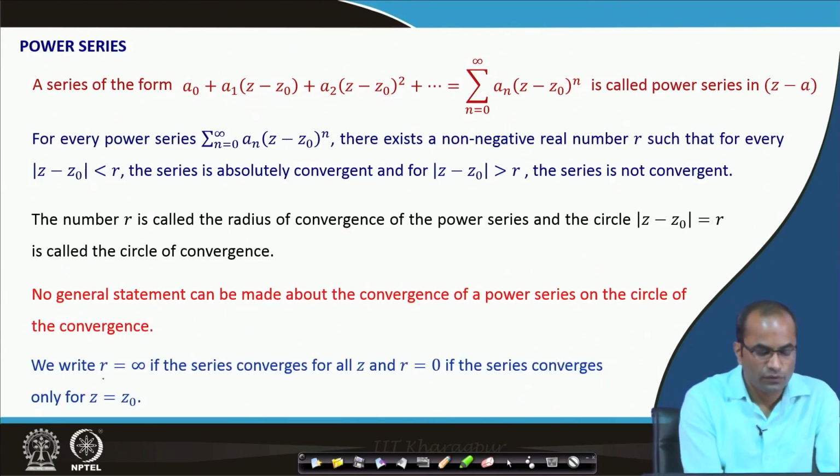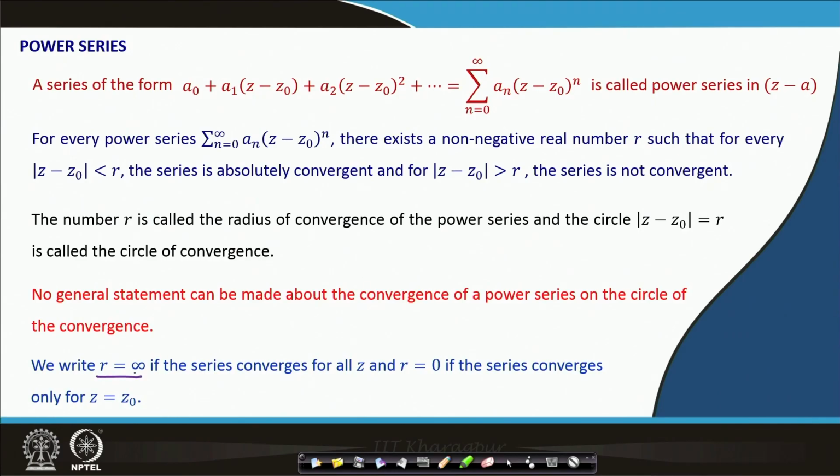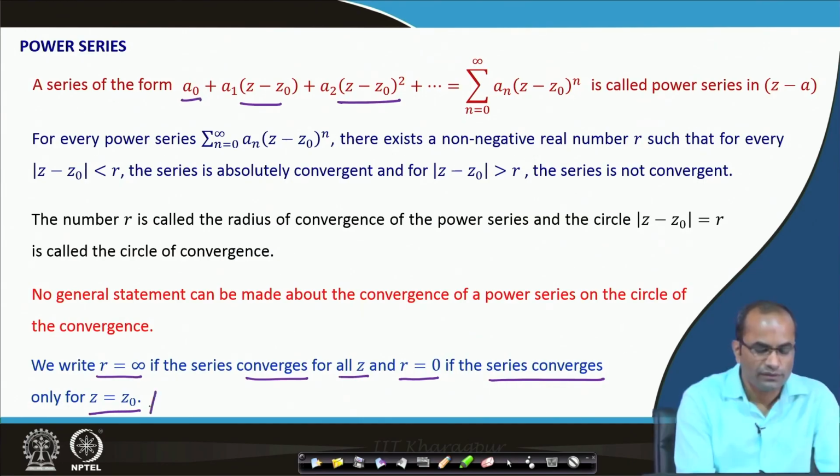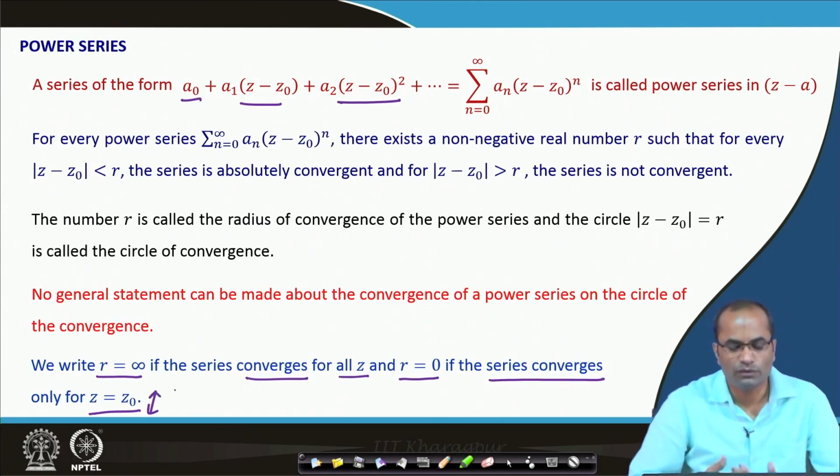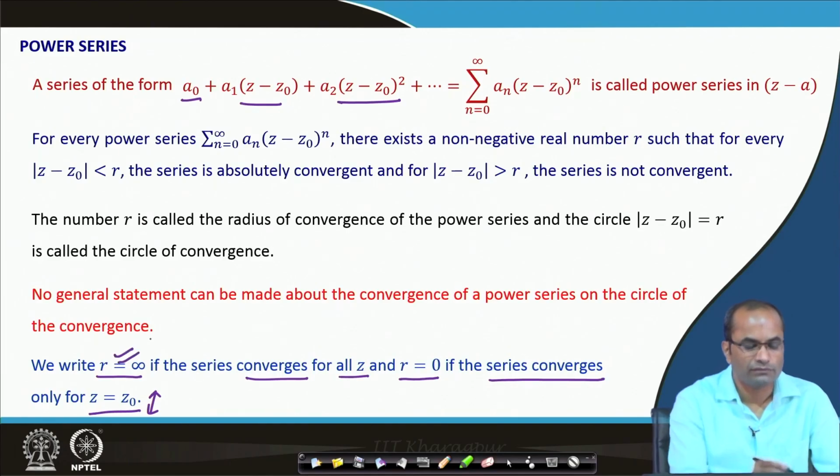Okay, so we also write that r is infinity. So, the radius of convergence is infinity if the series converges for all z, and we say that r is 0, so the radius of convergence is 0, if the series converges only for z equal to z0. At z equal to z0 all these terms become 0, and definitely that series will converge because it will have only the constant term. So, there is no worry about this, it will always converge, but if the series converges only for this z0, then we say that the radius of convergence is 0, but if the series converges for all z, then we say that the radius of convergence is infinity.